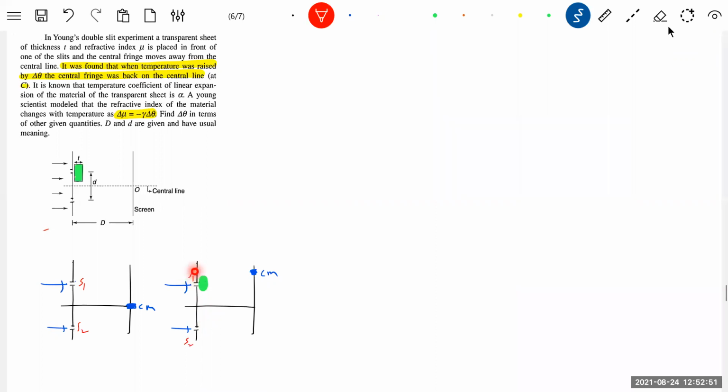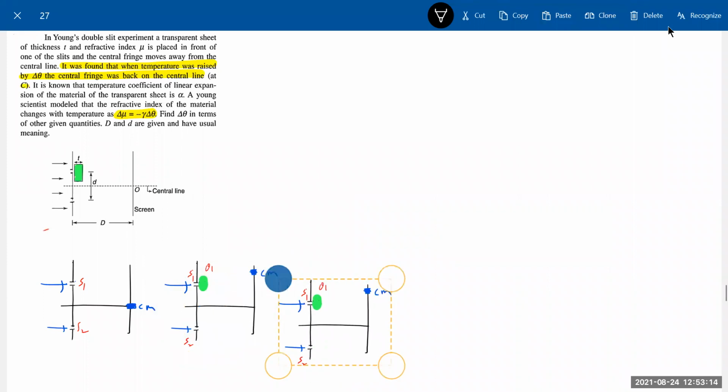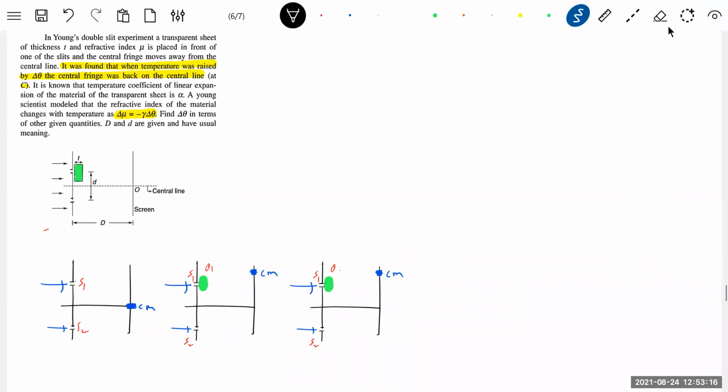Now what I'll do is increase the temperature. Due to rising temperature, the width of the slab will increase. Thermal expansion. And the central maxima will be brought back to the central axis. So there's a temperature theta 1, you write it. If you are really getting confused, at least analyze this much, then you'll get an idea what to do. The thickness of the slab is going to change.